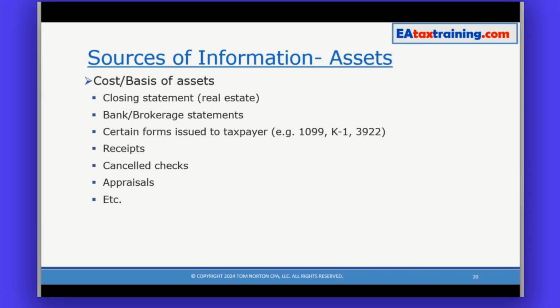Next, assets. So this again is going back to the cost or basis of those assets. For real estate, you could have closing statements. For stocks and bonds and mutual funds, you could have bank or brokerage statements.